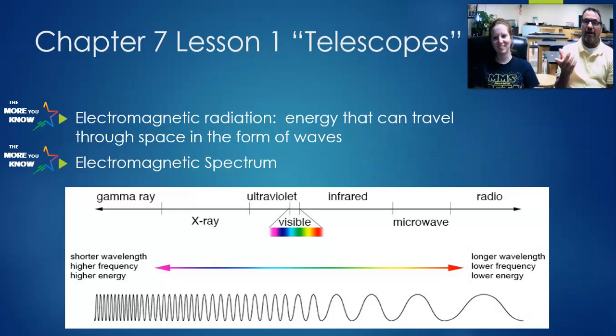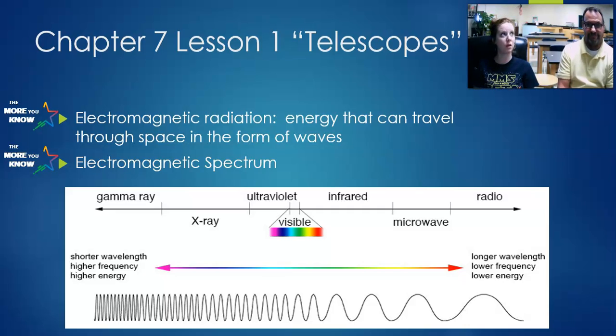Electromagnetic radiation. Oh, this is one of the more you know highlighted notes, so it's going to be on the test. Energy that can travel through space in the form of waves. So it doesn't have to hit any kind of particles to be able to do that. Electromagnetic, so that has electric and magnetic.